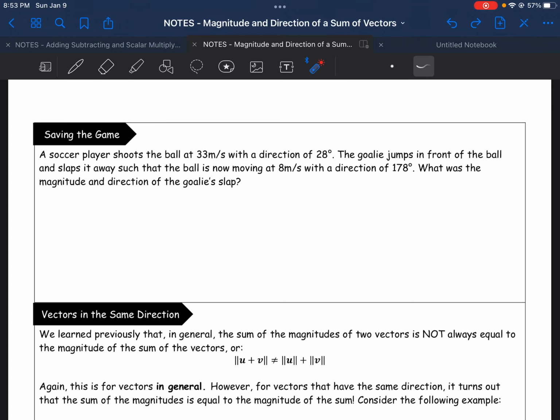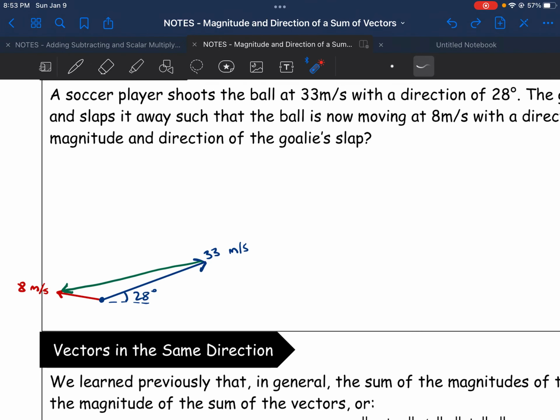So let's think about this for a second. Soccer player shoots the ball, so this is the initial vector, at 33 meters per second, that's the magnitude, with a direction of 28 degrees, that's the direction, of course. Then we have the goalie jumping in front of it, so imagine this was the original vector. This is the soccer player shooting it. Then the goalie jumps up and slaps it away. That's what I'm representing with this green vector right here. But we don't know the magnitude or direction of the goalie slap. We don't know the magnitude or direction of that green vector.